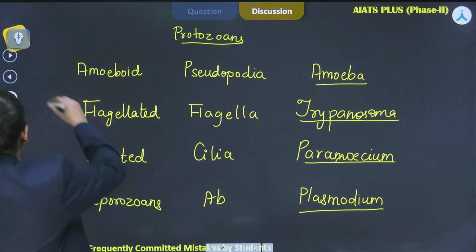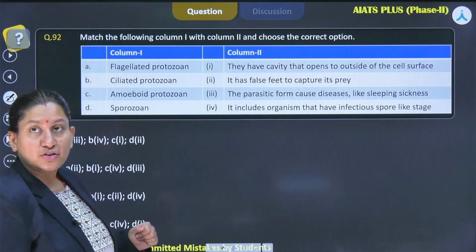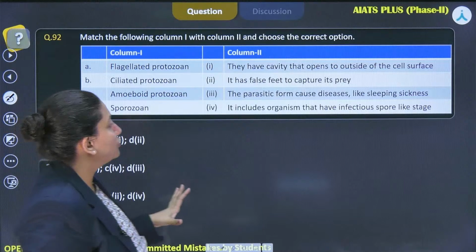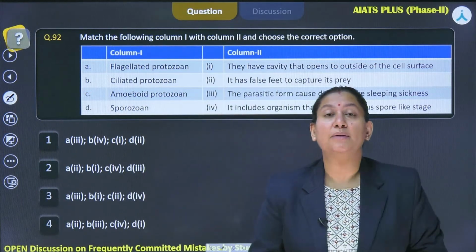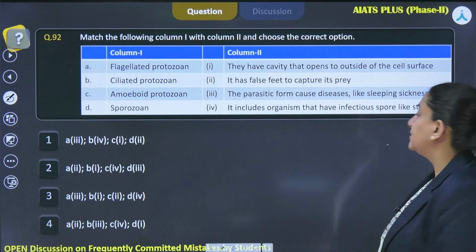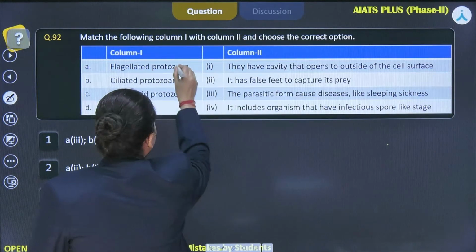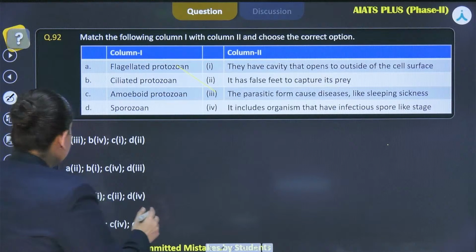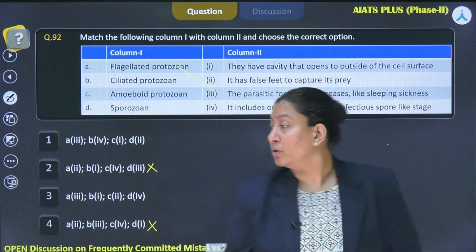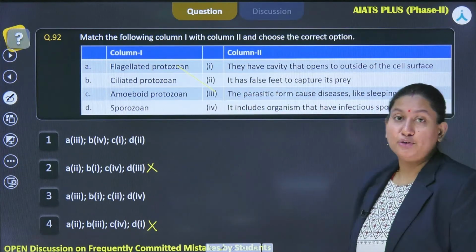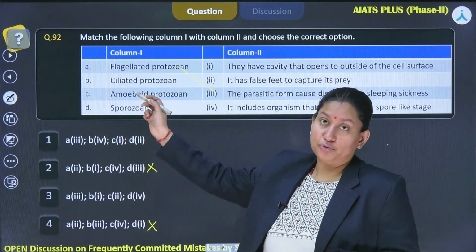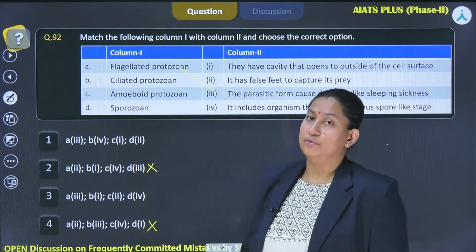So now based on this, if we go back and see the question over here, it says flagellated protozoan, right? So what does flagellated protozoan have? As I have told you, the organism that belongs to this particular class is trypanosoma, which causes the disease sleeping sickness, right? So over here we could clearly match A with 3, right? And as A could be matched with 3, we could rule out option number 2 and 4, which is saying that A is going to be matched with 2. What 2 says is that it has false feet to capture its prey. False feet means they are referring towards pseudopodia. Pseudopodia is not found in flagellated protozoan. On the contrary, they are found in amoeboid protozoan, right?